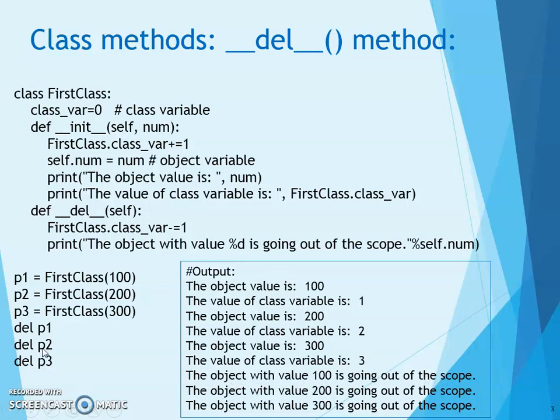Then again we are deleting p2, so it will display 200 is going out of the scope, and for p3, the object with value 300 is going out of scope. So this way we can delete the resources that are used by these objects.